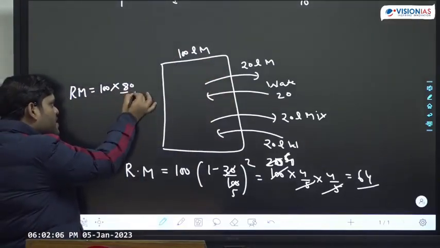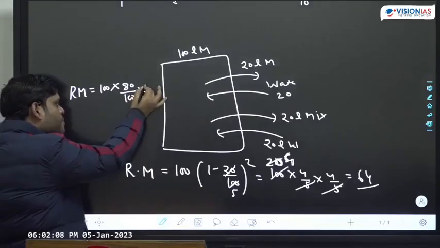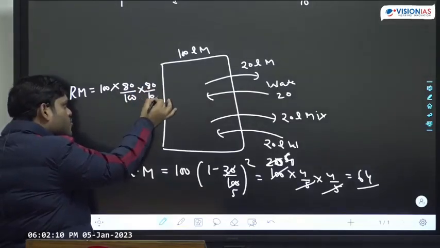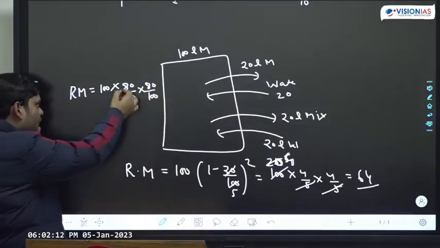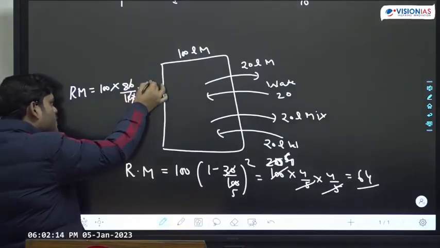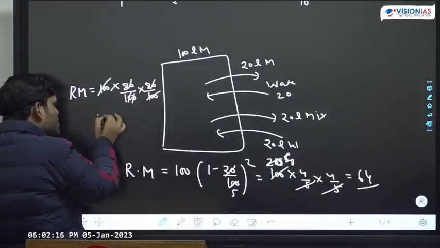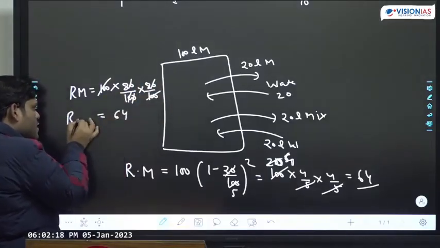So 80% will be left, and you are repeating this process 2 times, so simply multiply by 2 times and you will get your answer. This is 64, this is your remaining milk.